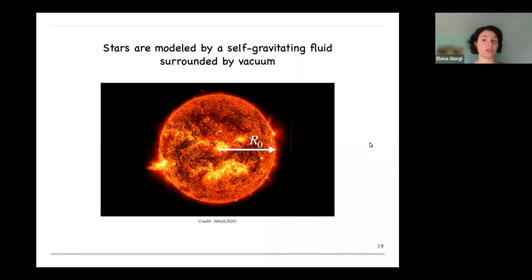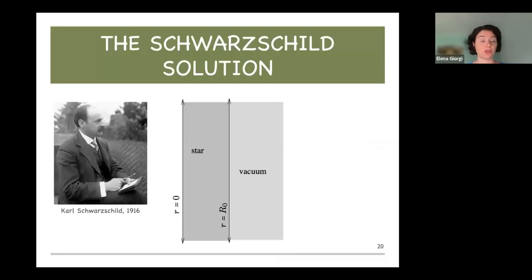At first approximation, we can also think of the star as being spherically symmetric, because as you can see here, it's pretty much a sphere, and static, so it doesn't move in space much. With this kind of ideas, a self-gravitating fluid surrounded by vacuum, which is spherically symmetric and static, these are precisely the properties of the first solution that was found of the Einstein equation. This was found by Karl Schwarzschild in 1916, just a few months after Einstein wrote his equation. And this is a representation in space-time. So Schwarzschild found the solution of a self-gravitating fluid in a ball of radius R0 in the dark gray region here, surrounded by a vacuum solution outside, which is the light gray region.